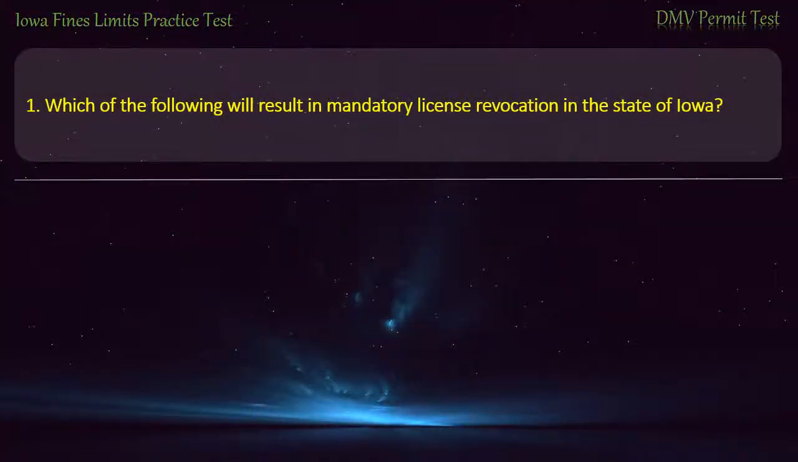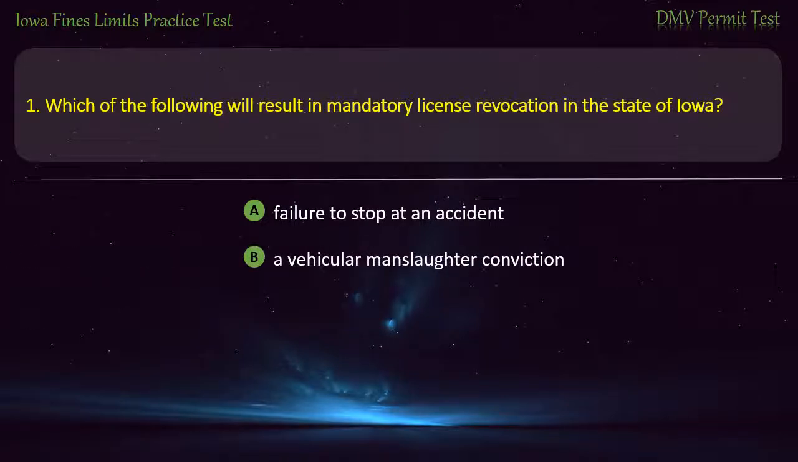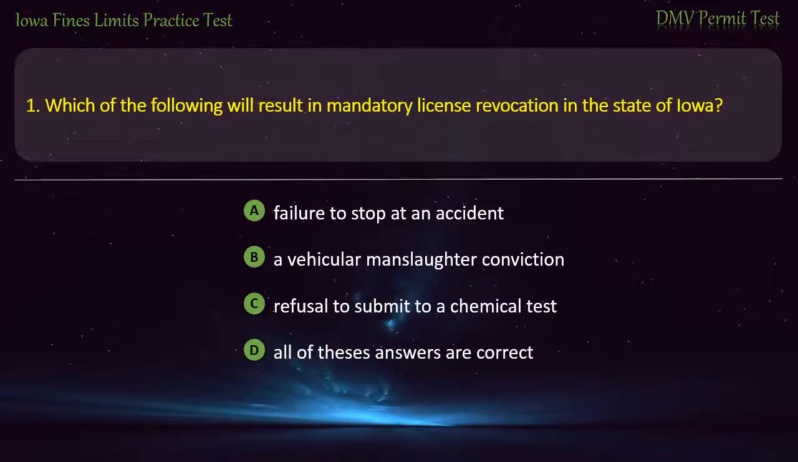Question 1. Which of the following will result in mandatory license revocation in the state of Iowa? Failure to stop at an accident. A vehicular manslaughter conviction. Refusal to submit to a chemical test. All of these answers are correct. Answer. All of these answers are correct.